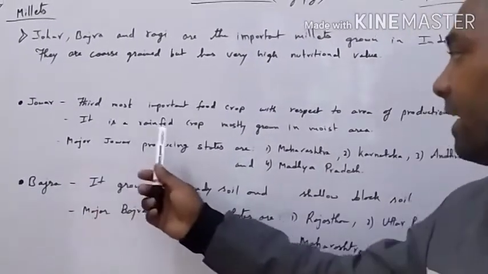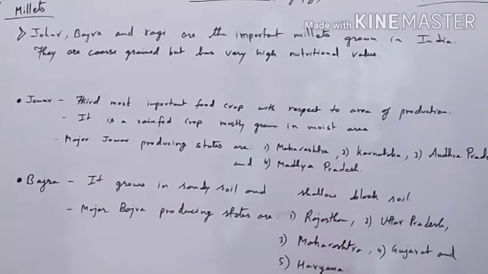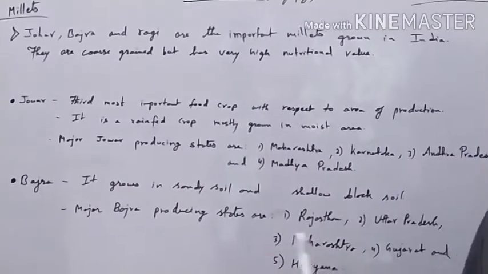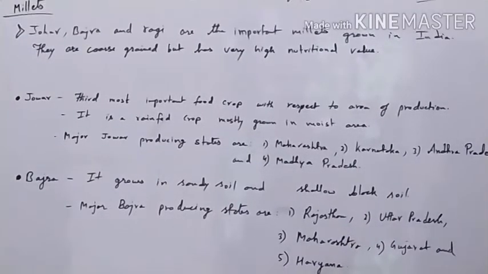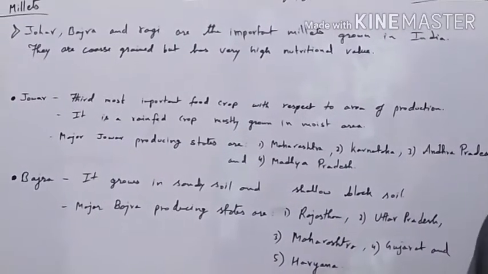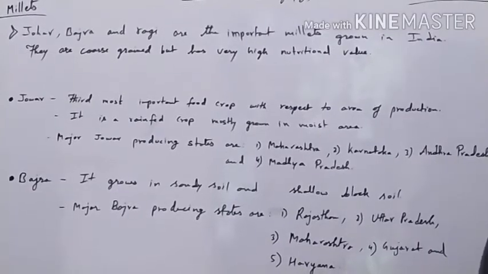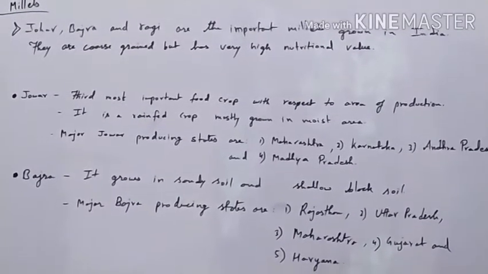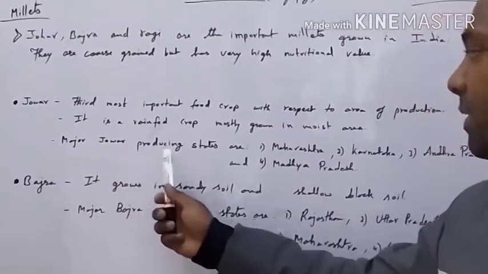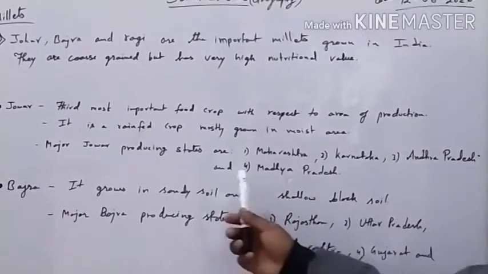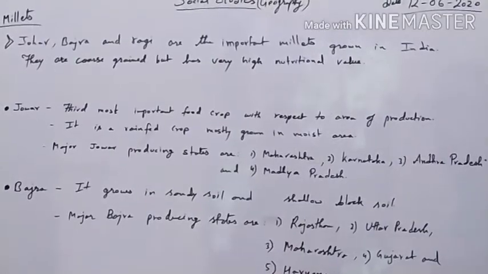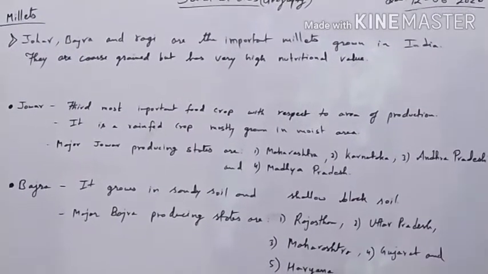It is a rain-fed crop mostly grown in moist areas. Rain-fed crop means it is mostly grown in areas that receive a good amount of rainfall and where the soil remains moist throughout the year. Major jowar producing states are Maharashtra, Karnataka, Andhra Pradesh and Madhya Pradesh. These are the important states where jowar is grown.